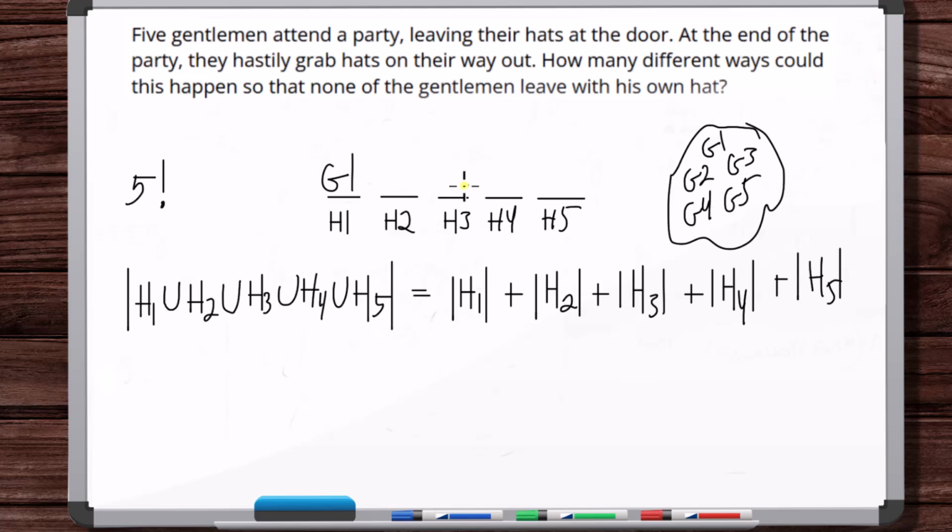So this is just 4 factorial. There's one outcome here times 4 factorial here, right? Because gentleman 1's not moving. We're not counting if gentleman 1 comes here. So it's just 1 times 4 factorial. But then this is going to be the same thing. It's all the same thing. You've got 5, so it's 4 factorial plus 4 factorial plus 4 factorial, so we've got 5 times 4 factorial.